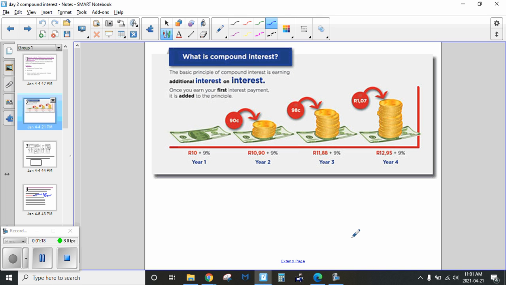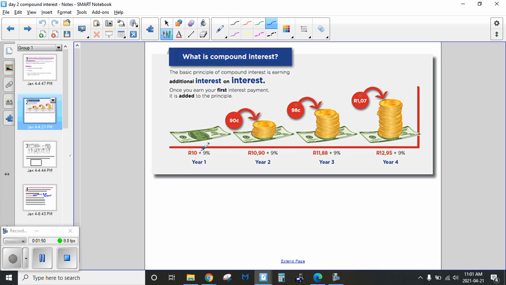Okay, so what is compound interest? I already showed that in the first video, the fact that it was an exponential growth, but the basic principle of compound interest is that you are earning additional interest on interest you've already earned. So once you earn your first interest payment, it's added to the principal, and it's going to start collecting its own interest.